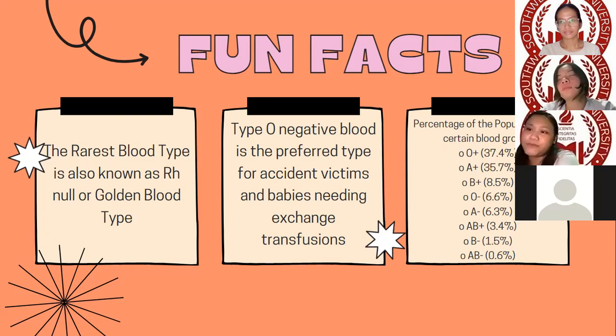This is considered the universal platelet donor, most needed for cancer patients. Next we have B negative with 1.5%. And lastly is the type AB negative, which is most needed by newborns in crisis.